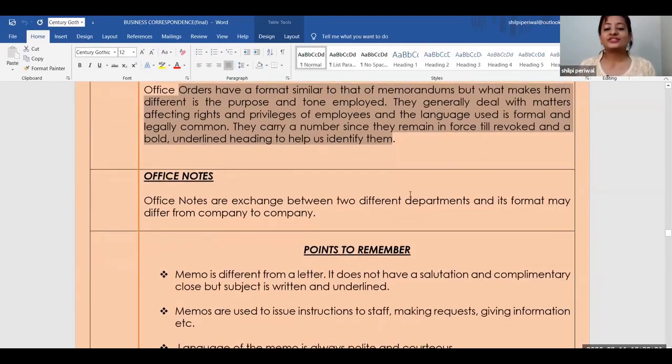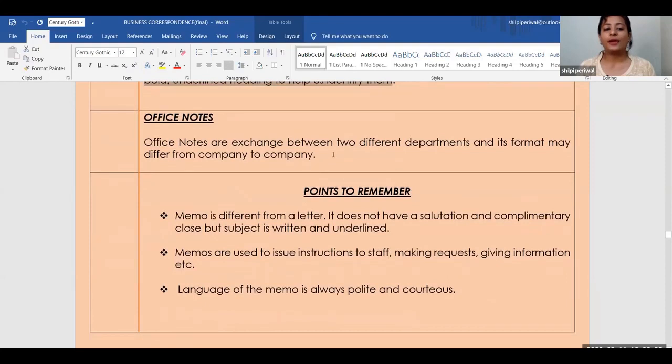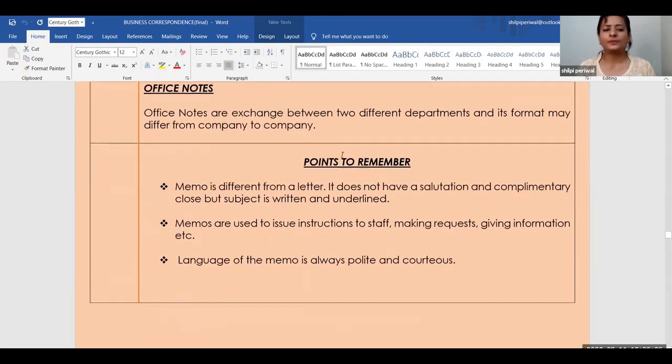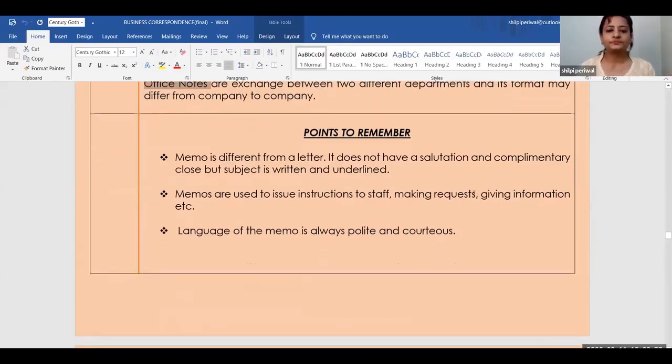So office note is exchanged between two different departments, and its format may differ from company to company. It is a basic note. When you try to just give information to each other, like the purchase department gives a note to the marketing department that we have already purchased so many goods, but this is not getting sold properly. So please ramp up your marketing efforts for this product particularly. So those are office notes.